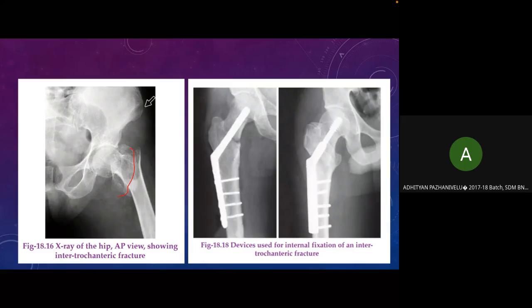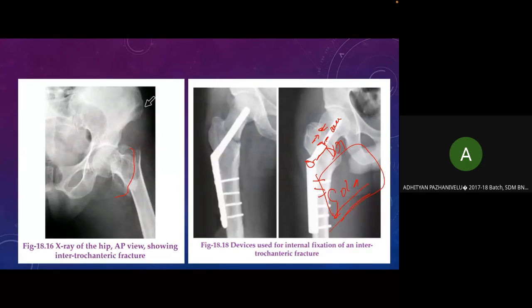The gold standard for treating an intertrochanteric fracture is the dynamic hip screw. Why is it called dynamic? Because this is holding the neck fragment, and there is a spring-like action here. So as you tighten this screw, this acts as a compression. Basically, when the patient stands, the body weight is acting as a compression for the fracture fragment.